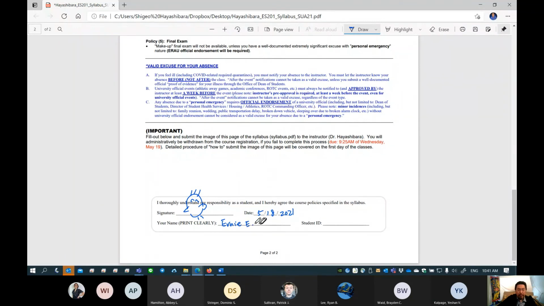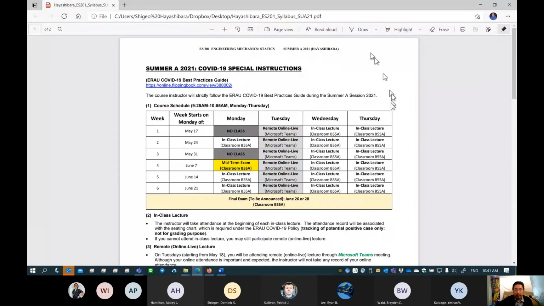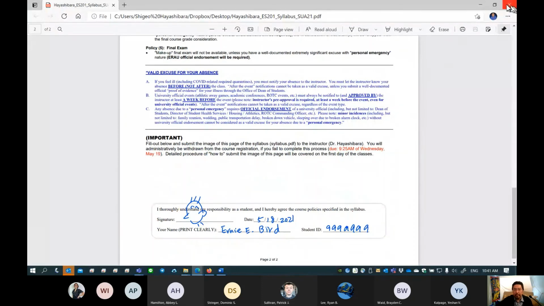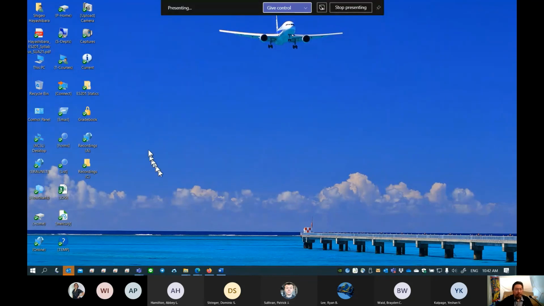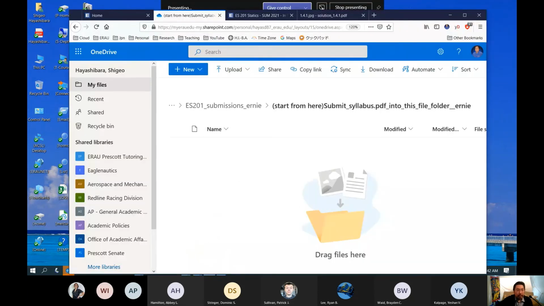Ani engineering bird. Ani doesn't have a student ID, so I just create something like 999999999, whatever. And then I'm going to save it. Let me just close it and double check that it's been saved. Yeah, it looks like it's saved. Okay. So now I'm going to upload to OneDrive. Here we go.